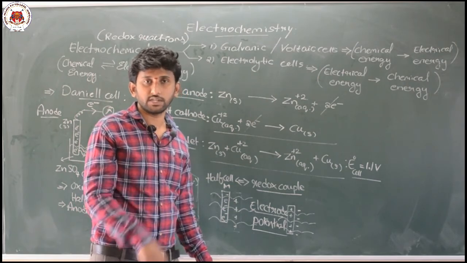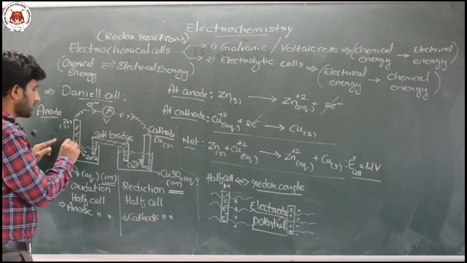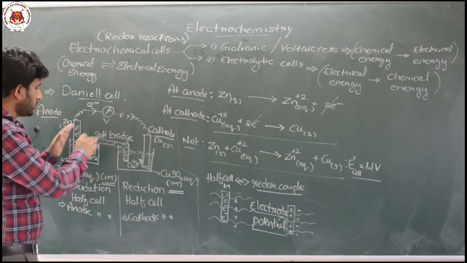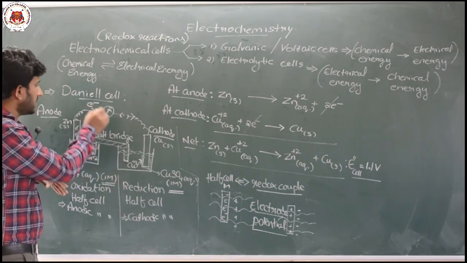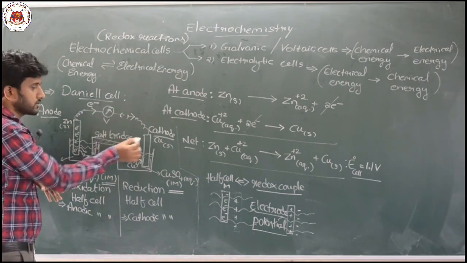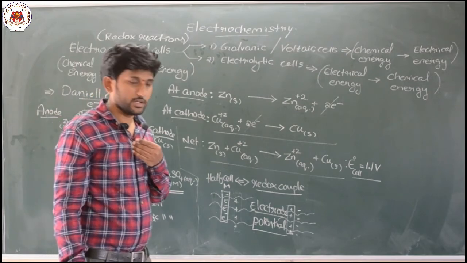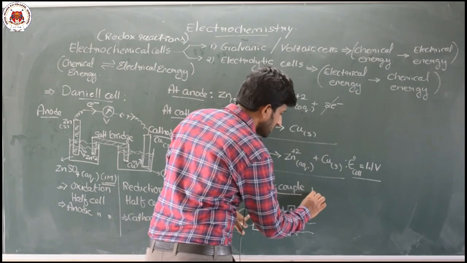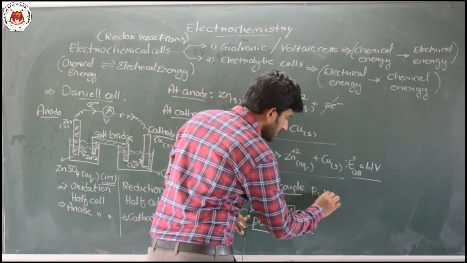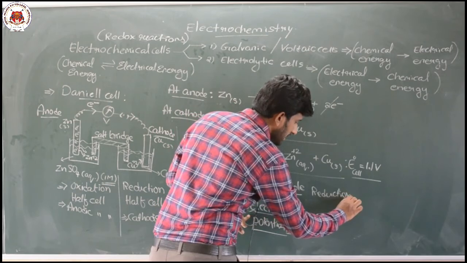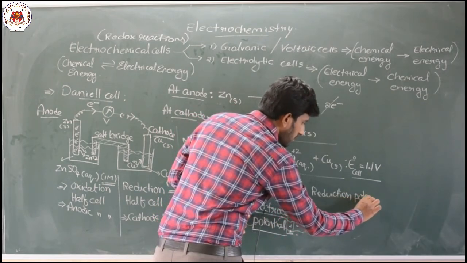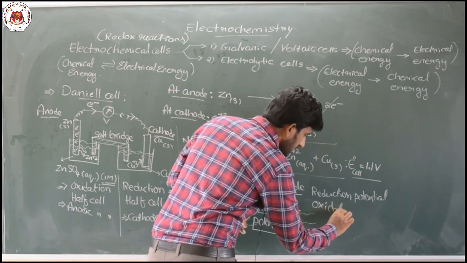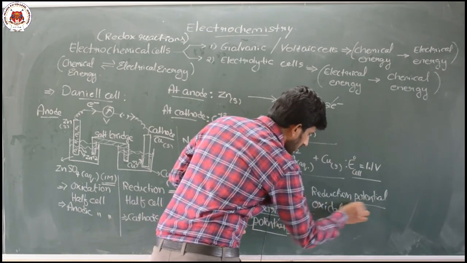So here an electrode potential is created. Here also an electrode potential is created. Due to this electrode potential only, electrons are moving from the zinc rod to the copper rod. Understood? So this electrode potential, under standard conditions, based on the process, you can also call it either reduction potential or oxidation potential.